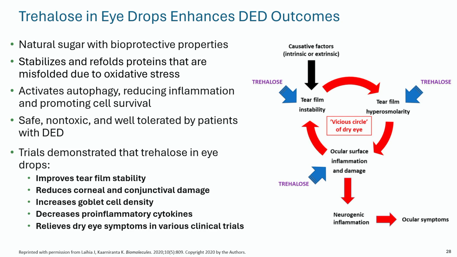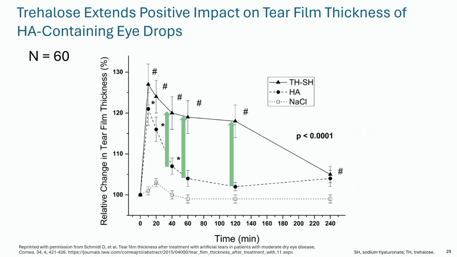But most importantly, in some of the clinical trials which we actually have with artificial tears with trehalose, it improves tear film stability. It reduces corneal and conjunctival damage, increases goblet cell density, decreases pro-inflammatory cytokines, and relieves dry eye symptoms. And this has been shown in multiple clinical trials.